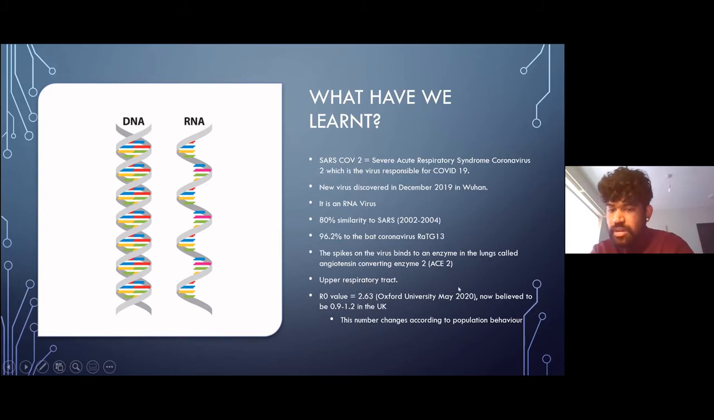This was the number initially in May 2020, but now it's believed to be 0.9 to 1.2, and the number can change according to how the population behaves in response to the virus. So if you go through lockdown, then this value is going to decrease as you're less likely to spread the virus.